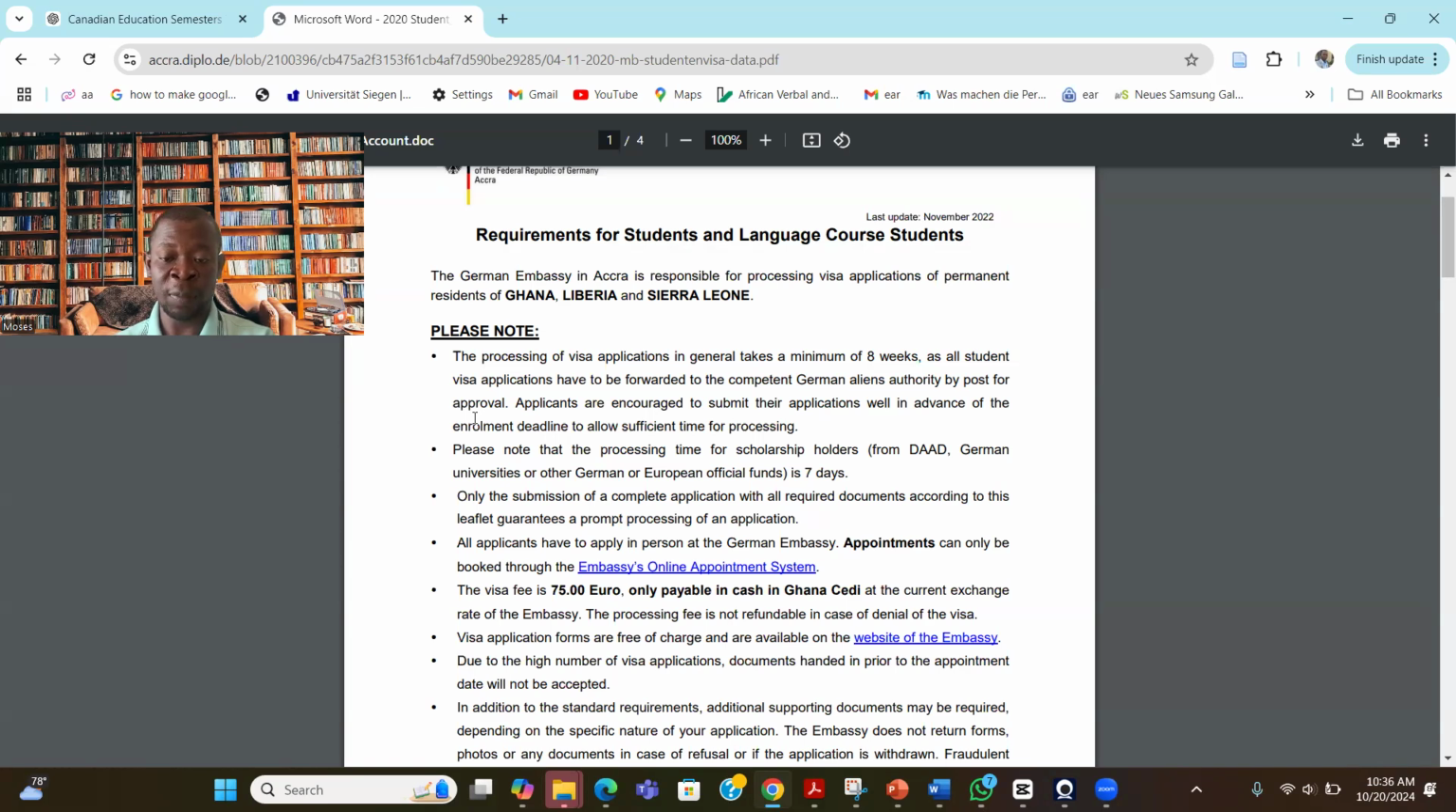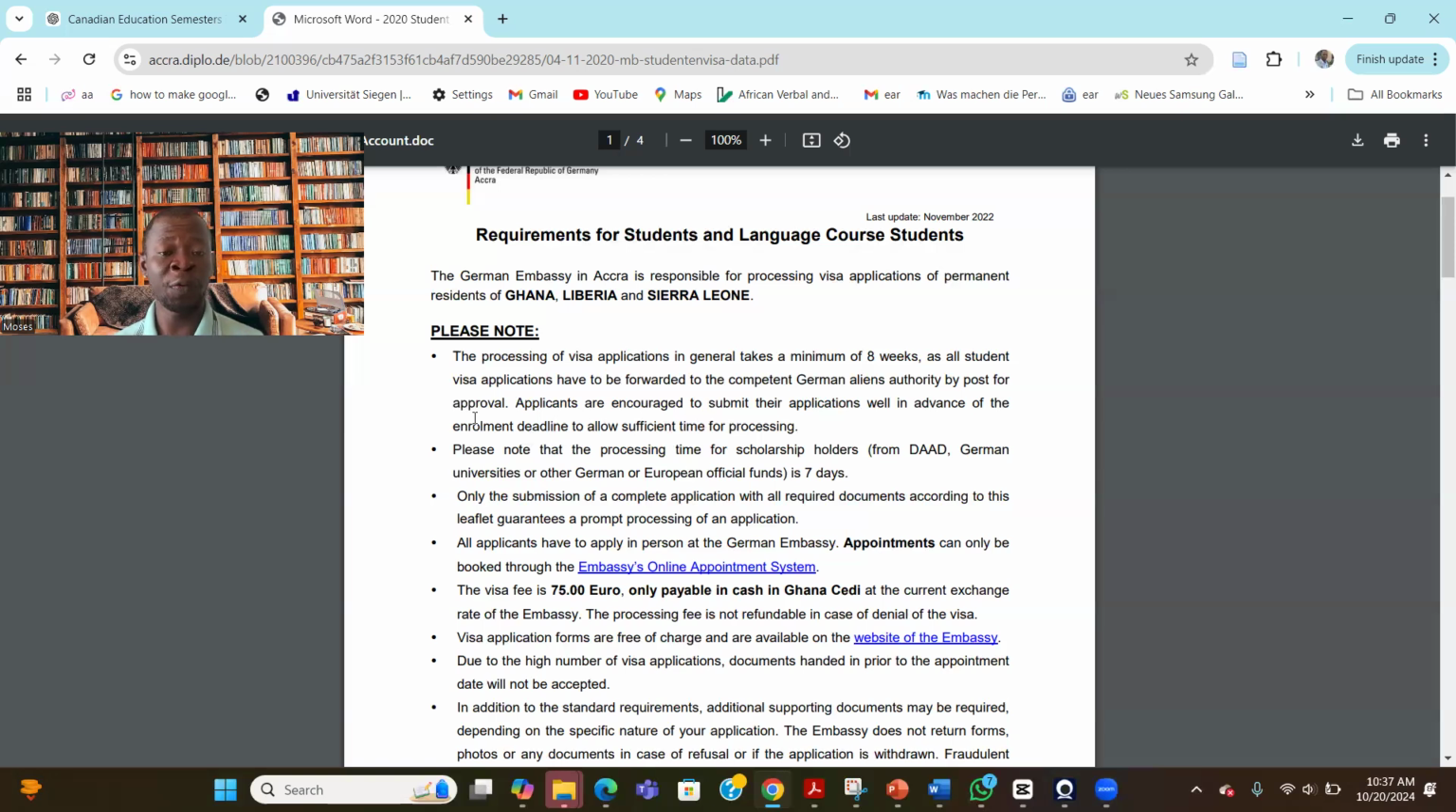As a student, the visa application has to be forwarded to the competent German alien authority by post for approval. Applicants are encouraged to submit their visa well in advance of the enrollment deadline to allow sufficient time for processing. This means that they do an interview, check your documents, do preliminary checks, and if there is no problem, they will send your documents to the city in Germany for the final approval before they print the visa for you at the embassy in Ghana or in your home country. So it's not like maybe the US, where they will just do it for you straight away. It doesn't work like that in Germany.